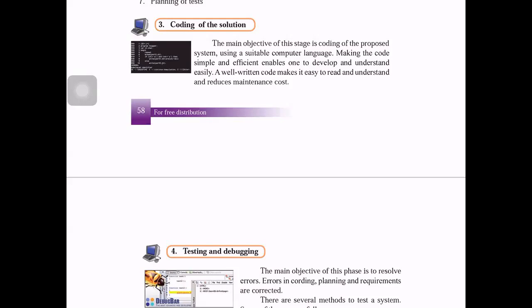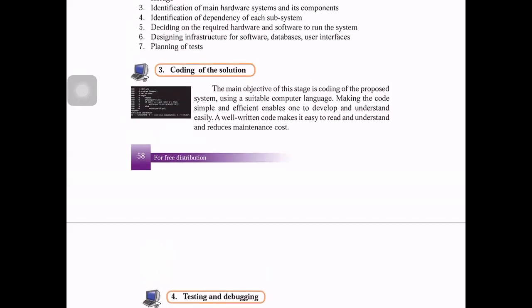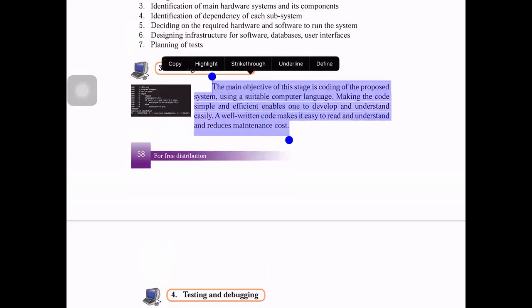How about search? Right, sorry people. Regarding coding of the solution, you better copy only this paragraph under that heading. So just write it down. "The main objective of this stage is coding the proposed system using the suitable computer language, making the code simple and efficient, enable one to develop, understand it easily, and so on."